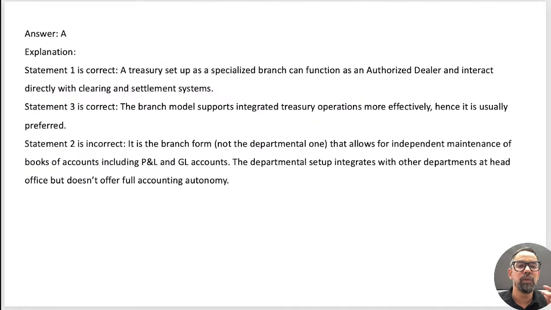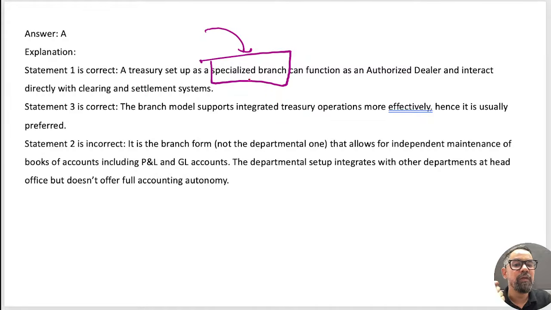See, we have different approaches. Two approaches majorly. One approach is we are running treasury as a specialized branch. We are doing nothing else, only the treasury things. There are some banks, especially foreign banks and the bigger private banks, that generally do something like this. When it comes to public sector banks, we generally run it as a departmental approach. So in the departmental approach, whatever profit and losses we make from that is part of the entire profit and loss and GL accounts. So option A will be the right answer for this one.